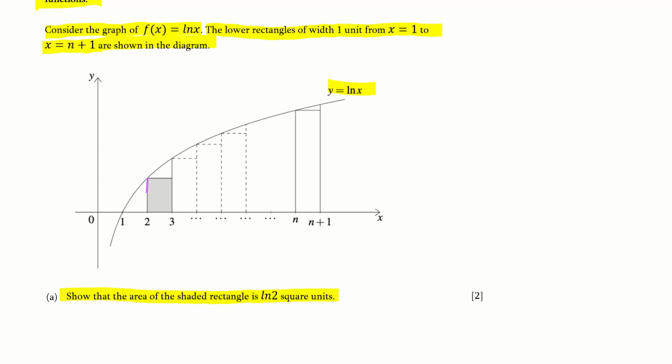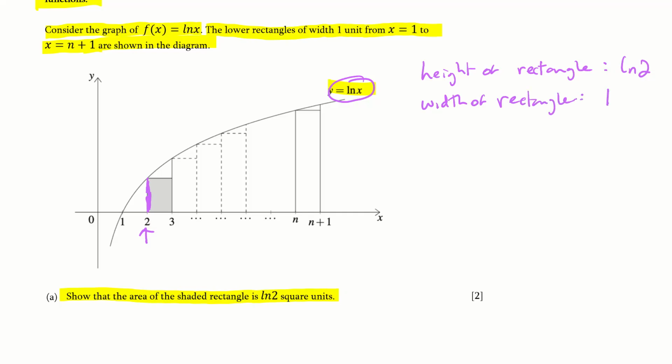Well, we can see the height of the rectangle here, and if this is ln x, and this is when x is 2, the height of the rectangle is going to be ln 2. The width of the rectangle, as we were given in the question, is 1. So the area is just going to be 1 times ln 2, which is equal to ln 2 square units.